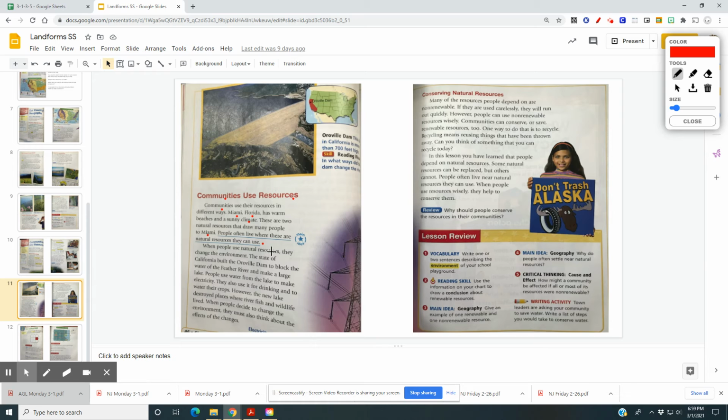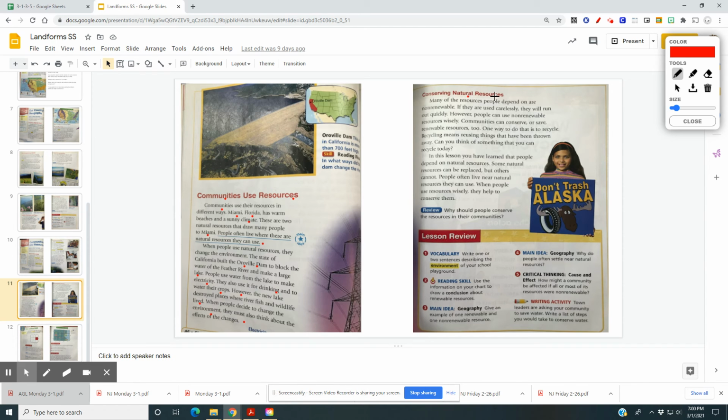When people use natural resources, they change the environment. The state of California built the Oroville Dam to block the water of the Feather River and make a large lake. People use water from the lake to make electricity. They also use it for drinking and to water their crops. However, the new lake destroyed places where river fish and wildlife lived. When people decide to change the environment, they must also think about the effects of the changes.